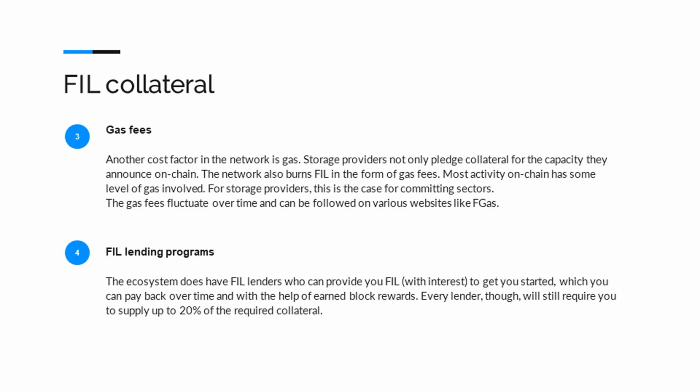Another cost factor in the network is gas. Storage providers not only pledge collateral for the capacity they announce on-chain, the network also burns FIL in the form of gas fees. Most activity on-chain has some level of gas involved. For storage providers, this is the case for committing sectors. The gas fees fluctuate over time and can be followed on various websites like Fgas.